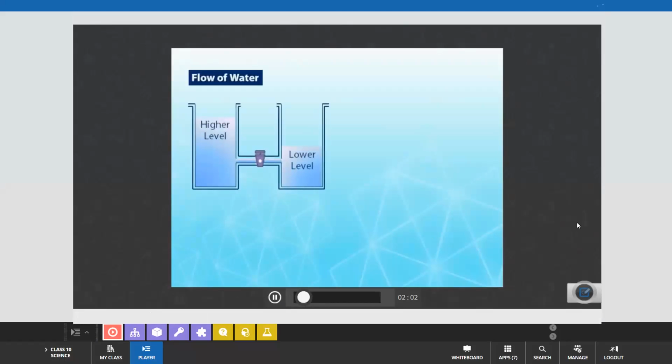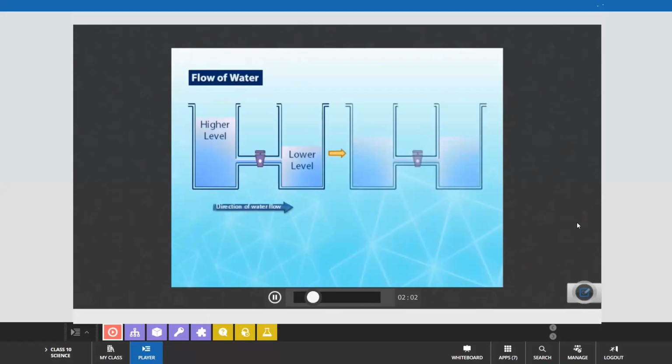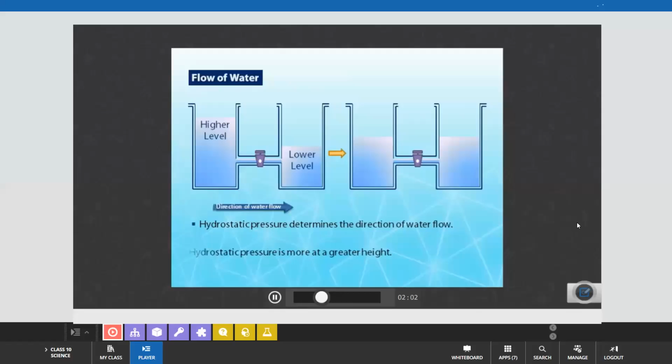What happens when two vessels containing water at different levels are connected together through a tap? When the tap is opened, water flows from the vessel containing water at higher level to the vessel containing water at lower level till the levels in both the vessels are same. Water levels are subjected to hydrostatic pressure. When the pressure equalizes, the water stops flowing.